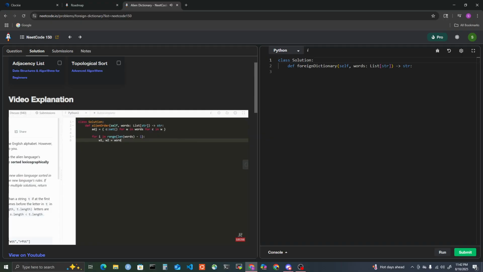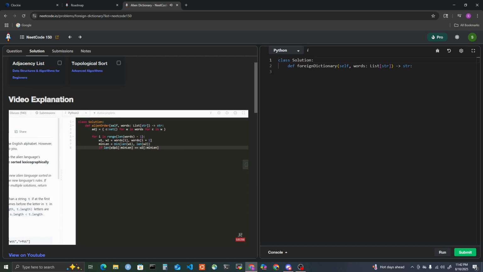Word 1 is going to be the word at index i. Word 2 is going to be the word at index i plus 1. So let's get the minimum length of both of these two words. The first thing I'm going to check is that base case, that edge case that we first mentioned. So mainly if the minimum length of each word is the exact same, right? Meaning the prefix of the words is the exact same, but the first word is longer than the second word, in which case we know that we have an invalid ordering. That's the edge case that they explicitly mentioned.